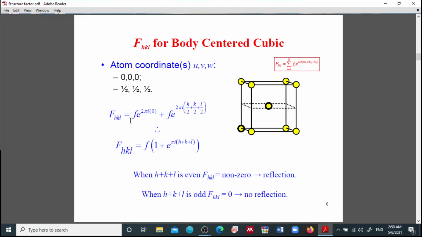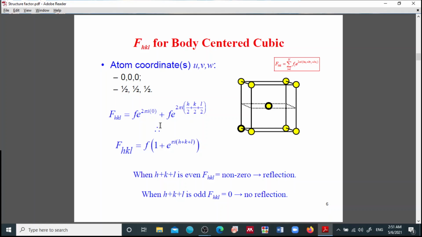So let's now use this equation. This is F_hkl equals f exponent 2 pi i times 0, which is what you get once you substitute all these values in the exponent, plus again f exponent 2 pi i, and this is (h over 2 plus k over 2 plus l over 2).